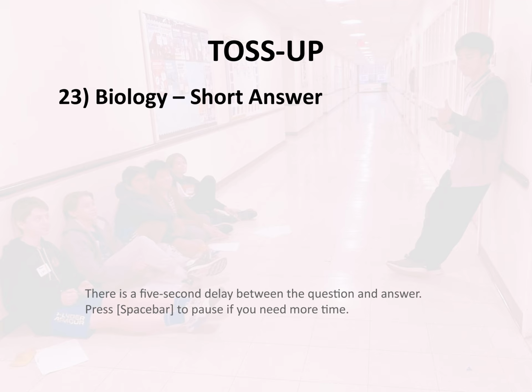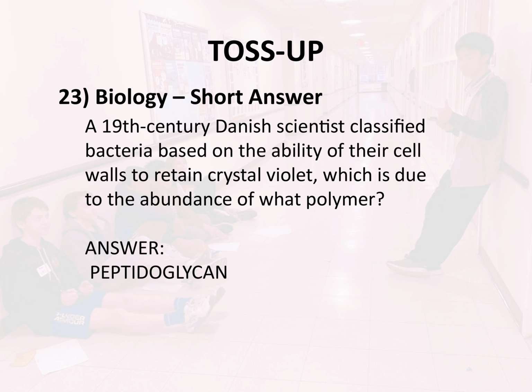Toss-up 23. Biology, short answer. A 19th century Danish scientist classified bacteria based on the ability of their cell walls to retain crystal violet, which is due to the abundance of what polymer? Answer: peptidoglycan.